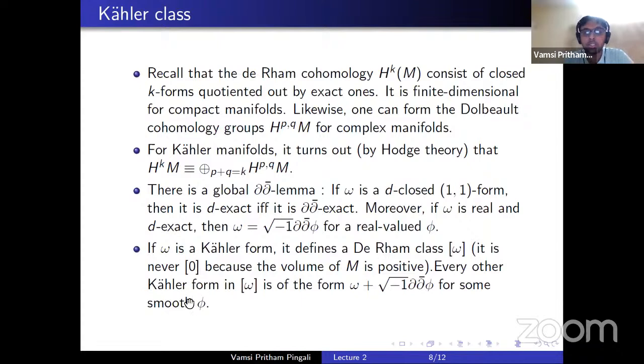Anyway, coming back to this, every Kähler form in this cohomology class is of a very specific type. It's omega plus square root of -1 del-del-bar phi for some smooth function phi. Why is that so? Because every Kähler form in this class differs from omega by an exact form, and everything that's exact is del-del-bar exact thanks to the global del-del-bar lemma.